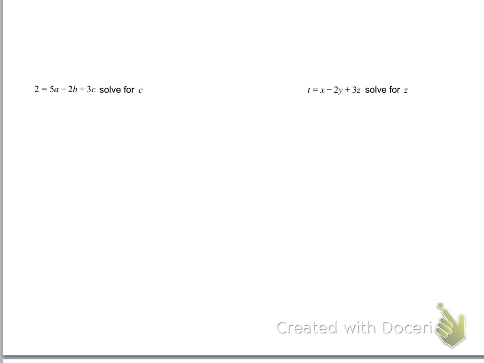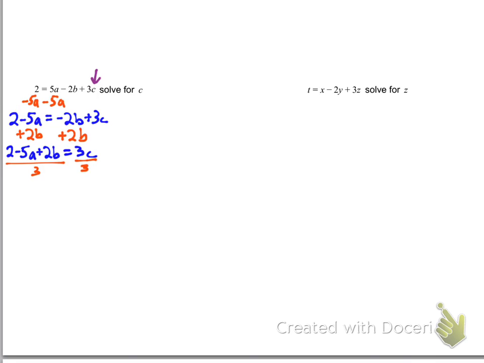All right, next one, we have c we're trying to solve for here. We subtract 5a from both sides. I'm going to get 2 minus 5a on the left. And the order of these also doesn't matter. You could add 2b first and then subtract 5a. So on the left there, you might have a slightly different order. Just make sure the 5a should be negative and the 2b should be positive. Last, we need to divide by 3, and our final answer should look something like that. All right, try the one on your right on your own now.